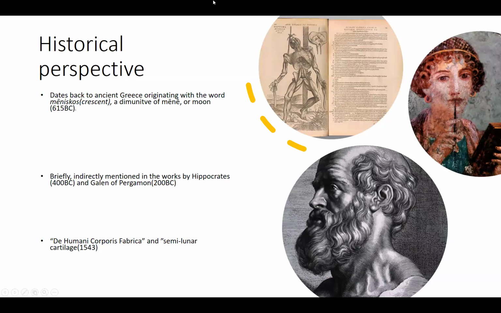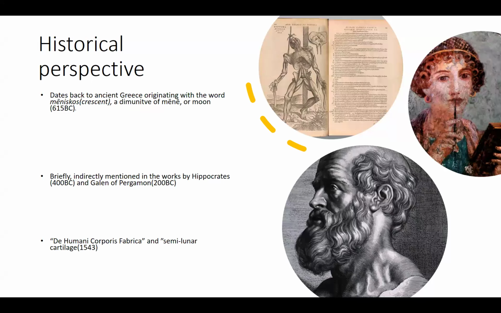So to take us through a historical perspective, the meniscus, meaning crescent-shaped body, is a diminutive of the Greek word men or moon. The first documented use of the word dates back to 615 BC, when ancient Greek poet Sappho used the term to describe a phase of the moon in his work titled The Fisherman's Tomb. From an anatomical standpoint, the meniscus was first alluded to by Hippocrates in his work on fractures in 400 BC, although he did not refer to it as its own distinct entity.